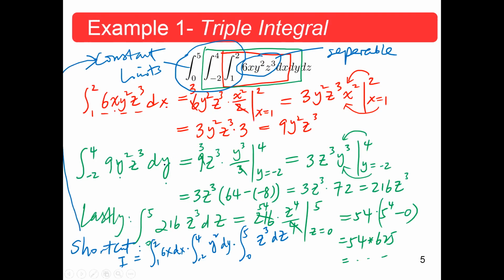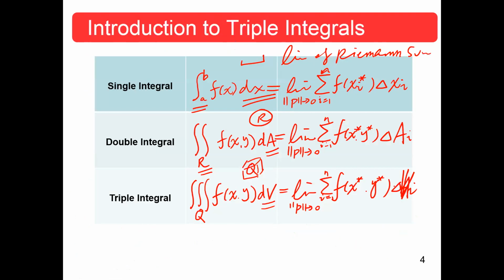Okay, so the shortcut method works for these type of integrals. So this is our first look at the triple integral. Next, let's talk about our limit of the Riemann sum, the one that we have mentioned here. What has changed is, in the end, we're changing from the delta x, which is only measuring the length, to delta a, which measures the area, to delta v.